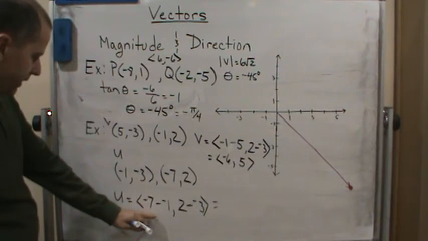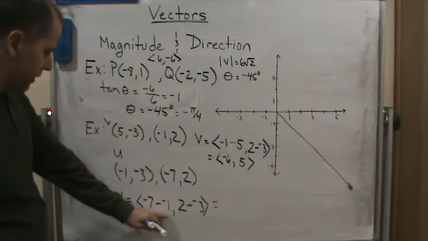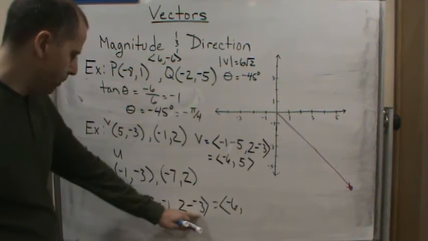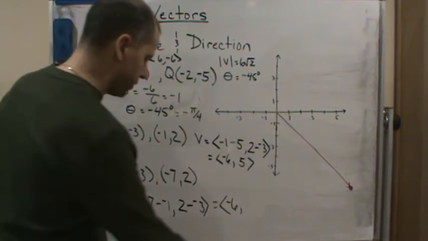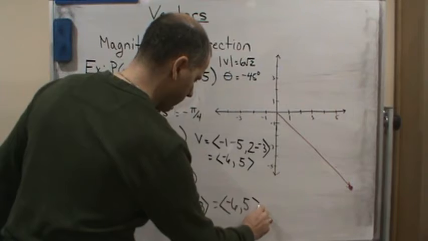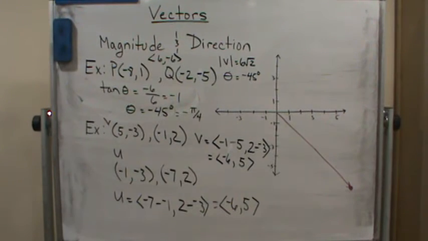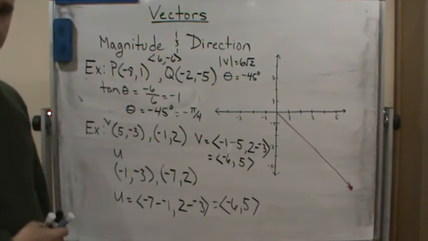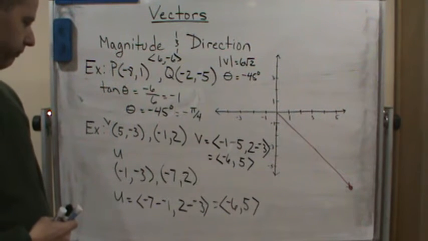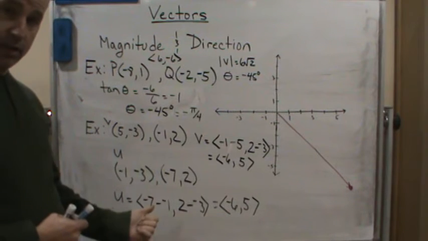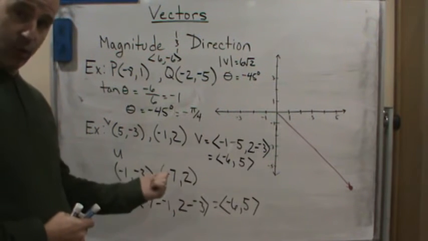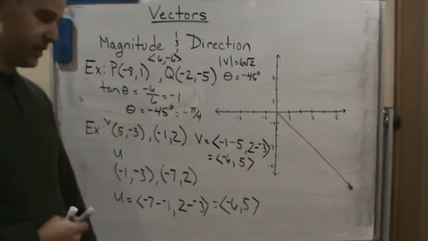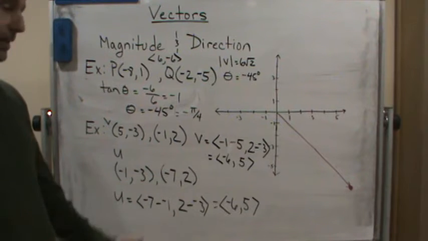And what do I get? I get negative 7 plus 1 is negative 6. And 2 minus a negative 3, which is the same as 2 plus 3, gives me 5. And sure enough, they are the same, because I get the same position vector. Okay? So they both start at the same place at the origin, and they both end at the same place, which is negative 6 comma 5. So therefore, they have to be the same.